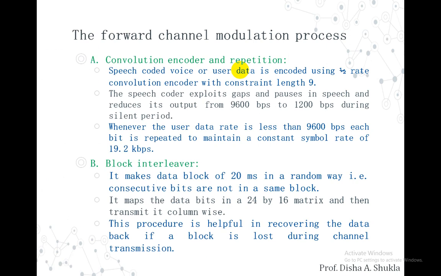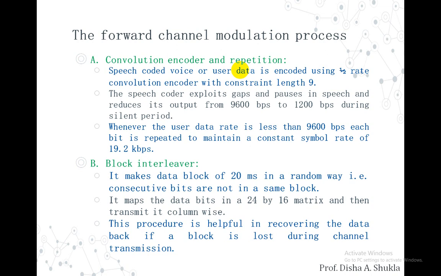So the first one is the convolution encoder and repetition. The speech coded voice or the user data is encoded using a half rate convolution encoder with a constraint length of 9. The speech coder exploits the gaps and pauses in the speech, and it reduces its output from 9600 bits per second to 1200 bits per second during the silent period.